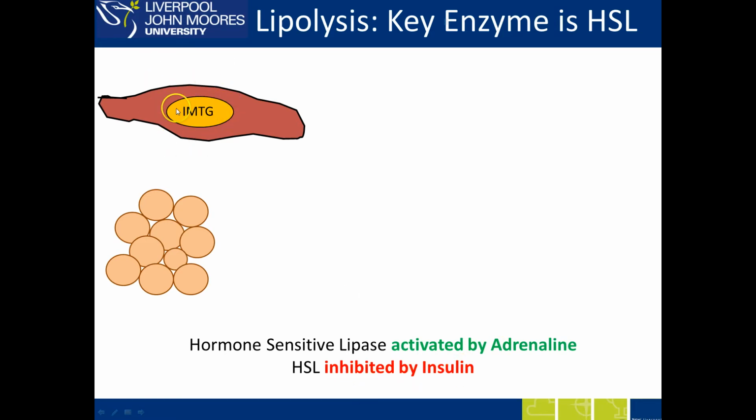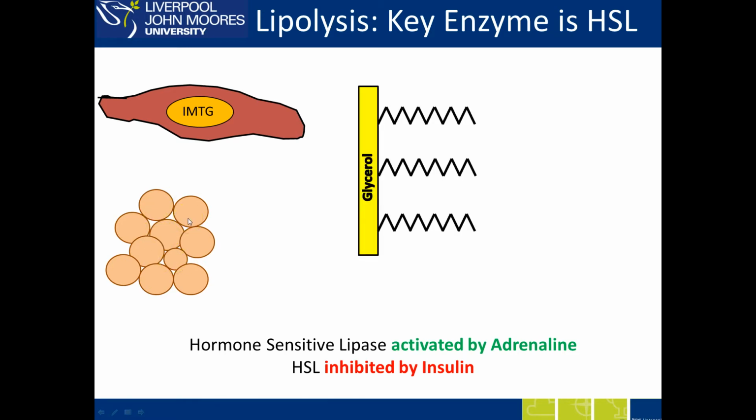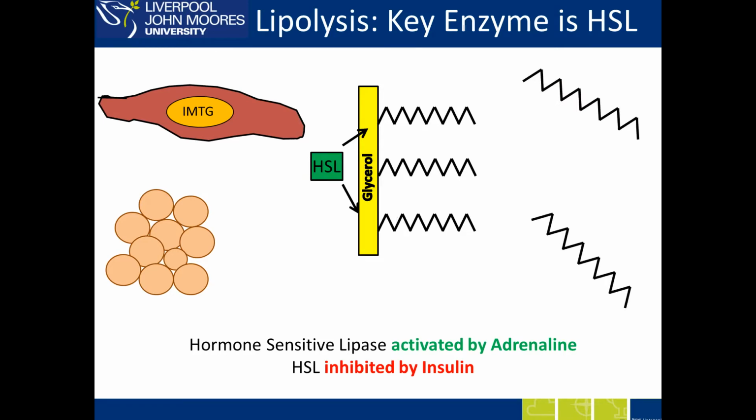So here we have our muscle containing IMTG, and here we have our adipose tissue, which also contains triglyceride. And here we have our triglyceride. So it's a glycerol backbone with these 3 fatty acid chains attached. And then through the action of HSL, we can break some of these bonds to leave free fatty acids. And these fatty acids can be released into the blood to be taken up into the muscle if we're talking about the adipose tissue. But if we're talking about the breakdown of IMTGs, these fatty acids can be directed straight into the mitochondria for energy production.